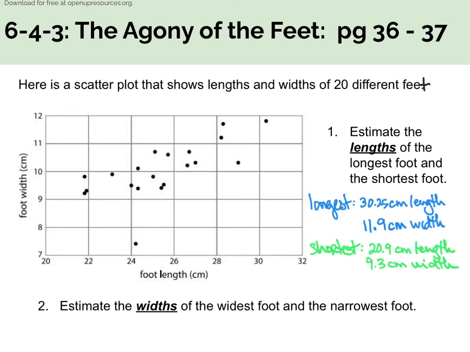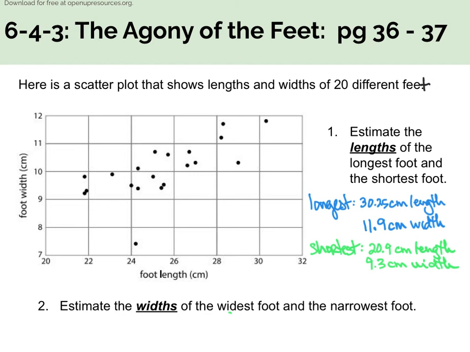So now let's do the opposite, estimate the widths of the widest foot and the narrowest foot. So go ahead and pause and answer that, and then come back to me. So we're going to go ahead and answer this. We're looking for the widest foot, so we're looking at the widths. If we look at the widths here, it's probably going to be about this point here.